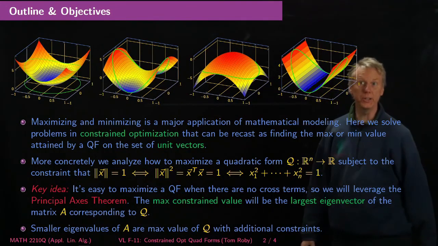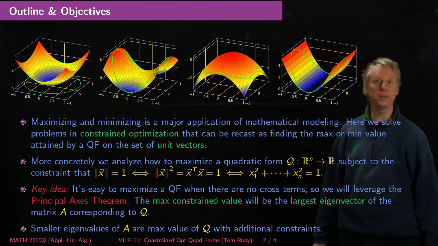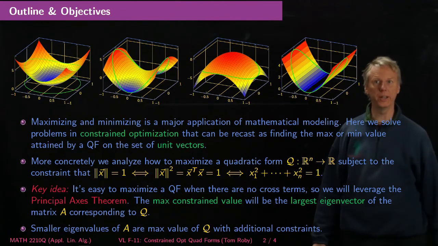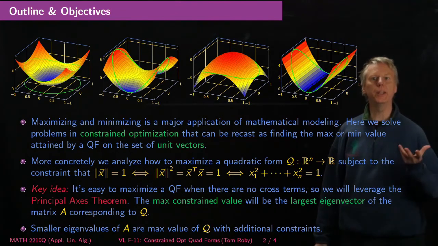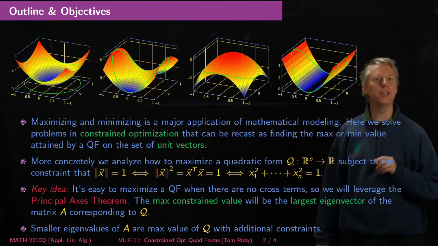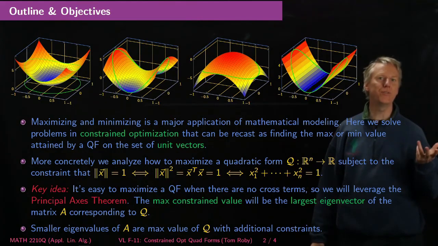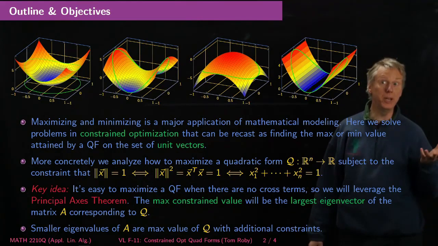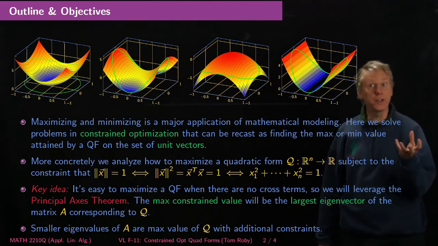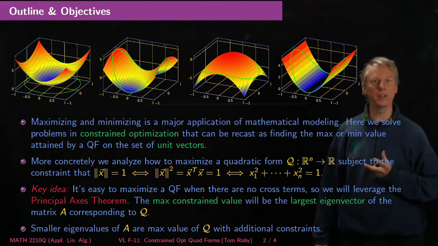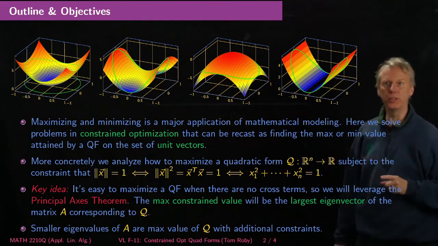As you know from your calculus courses, maximizing and minimizing is a major application of mathematical modeling. And here we're going to solve specifically problems in constrained optimization where they can be cast as finding the maximum or maybe minimum value attained by a quadratic form on a set of unit vectors. So take a look at these pictures of what's going on.